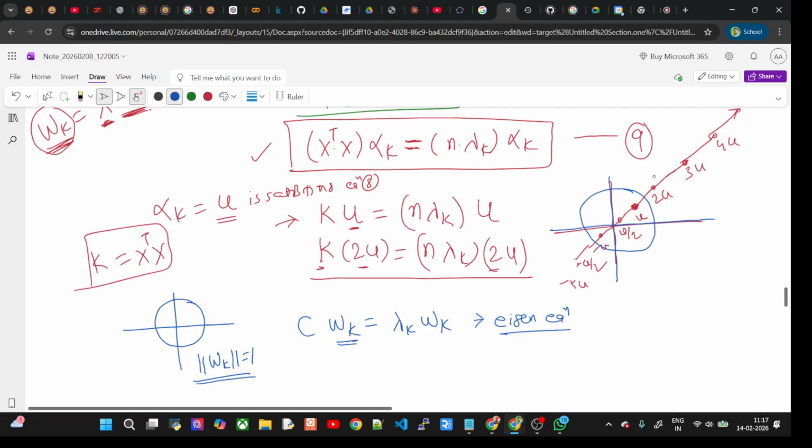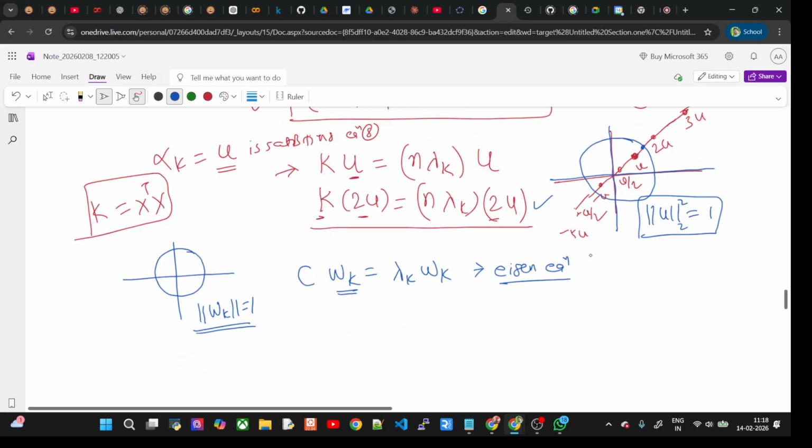You are not interested in wk greater than that, like 2u, 3u, 4u. You are just interested in this circle, where the square of the length of your unit vector should be 1. So you are interested in that w only, that u only, not in 3u, 4u, 5u, 6u, 7u and all these things. So we need the direction with length equal to 1, which means wk should be equal to 1.